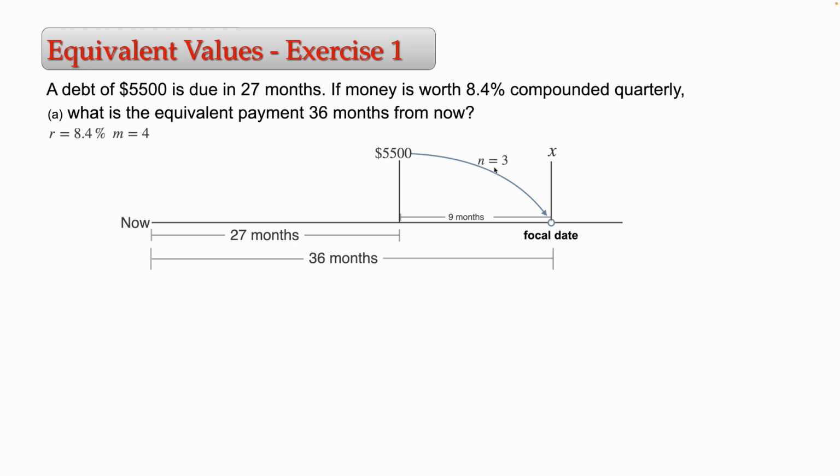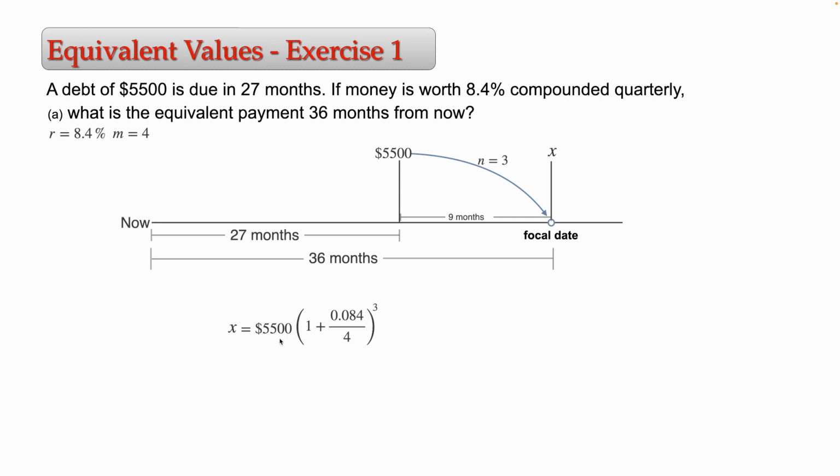So the formula for this 5,500 will be the formula of future value but using n equal 3. Let's type this: because these two amounts need to be equivalent, x needs to be equal to the future value of this 5,500. So x equal 5,500, open bracket, 1 plus 0.084 divided by 4, close bracket to the power 3, because n equal 3 and it will be positive 3.